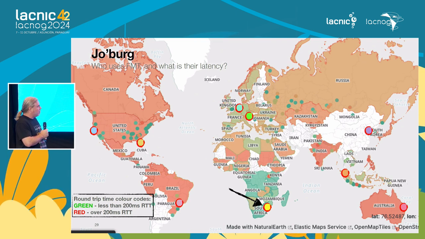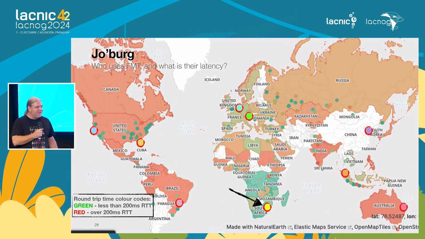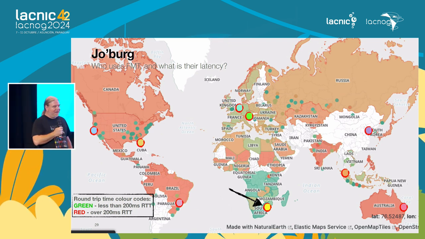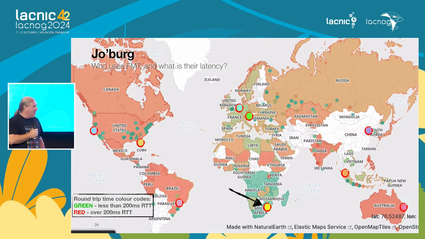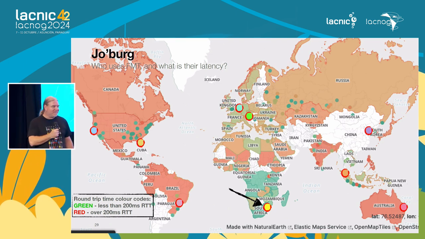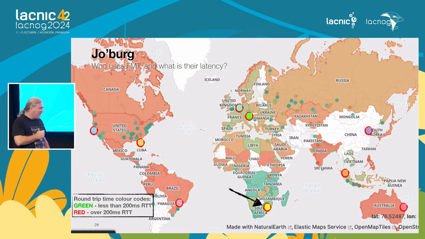And then we turned up the node in Joburg in South Africa. Do you see how much of the red around the world that is? I will explain this at the end because it's, I can't find the word. If I would say that word, you would have to redact it on the recording later.